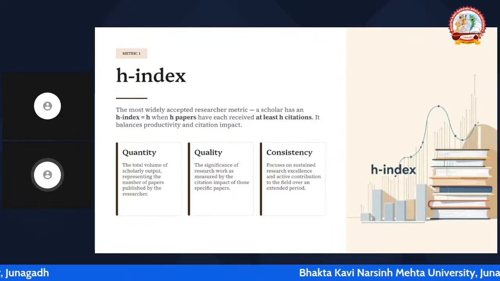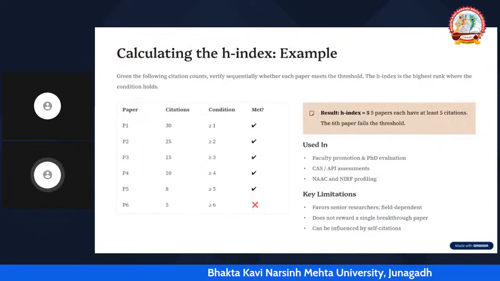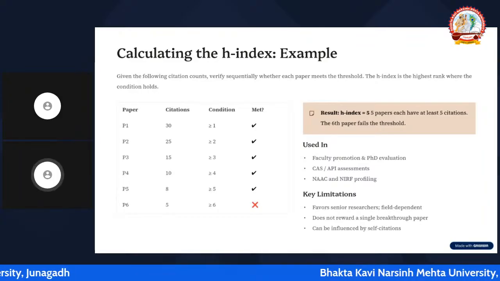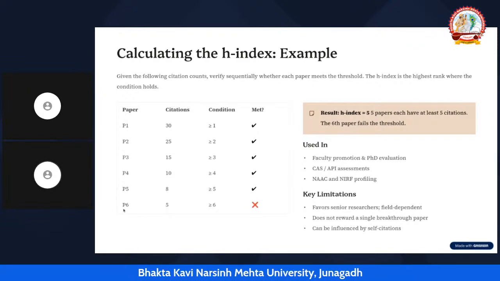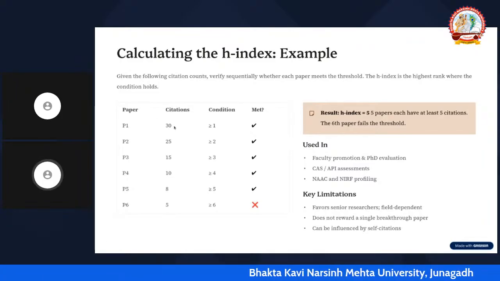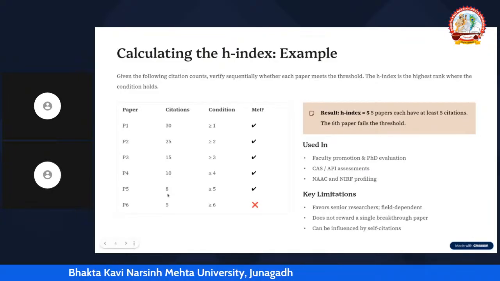With a higher H index, we can identify that a particular author has regularly and continuously published their work, and this work is dominant in the research area. Let us see one example. We have six papers, and in these six papers we have citations: P1, paper 1, has 30 citations, P2 25, P3 15, P4 10, P5 8, and P6 5.